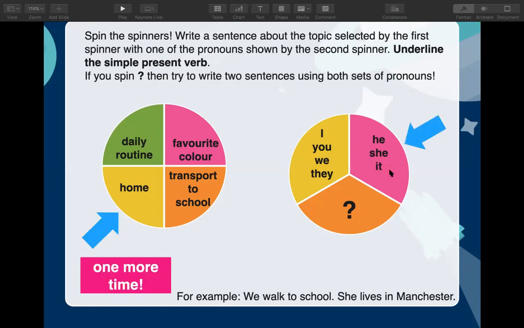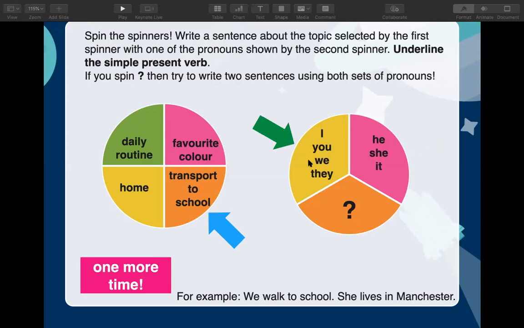He, she, and eat, and home. All right. For example, he, and since we're talking about third person, we have to add an S. He live or lives? Lives. He lives in San Luis Potosí. Or she lives in San Luis Potosí. Or it, like my dog, lives in San Luis Potosí. All right, guys.